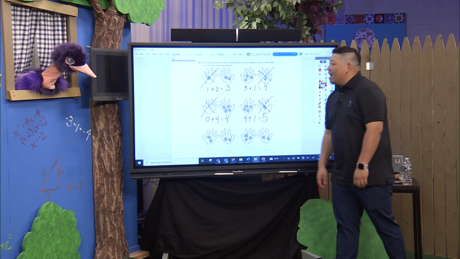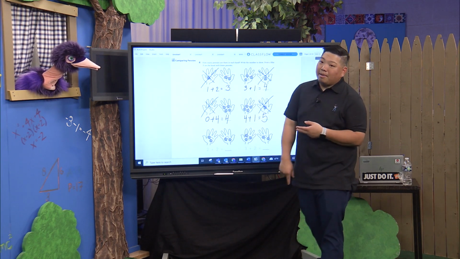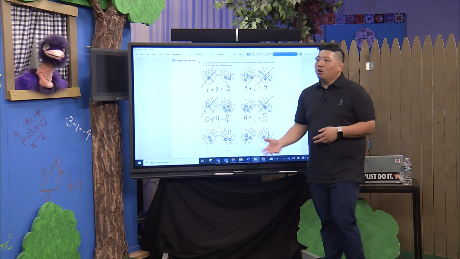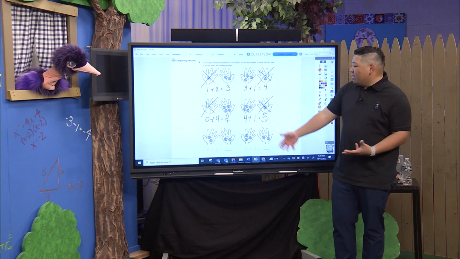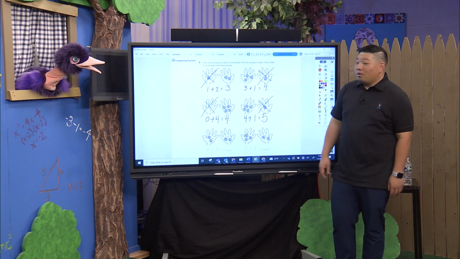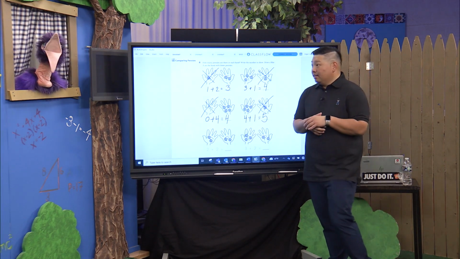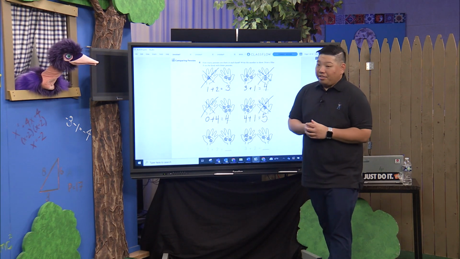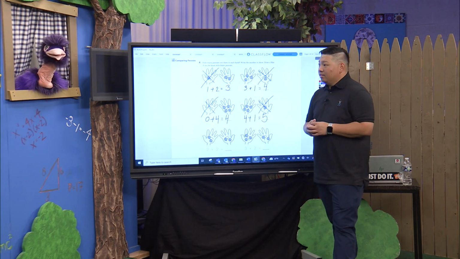So we did a lot of practice with counting pennies, comparing pennies, being able to tell which one is more, which one is less, and then even doing some addition in here. We covered a lot today. We did a great job, Mr. Teng. I think so.